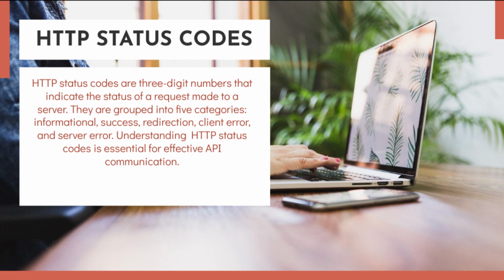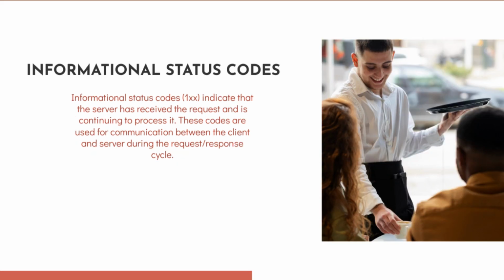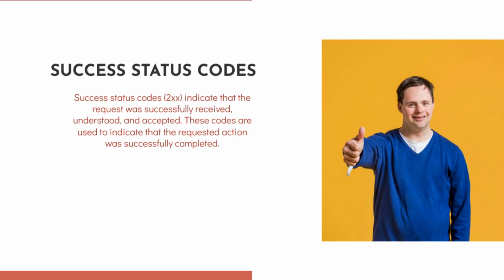4. Client error, 4xx. These codes indicate that there was an issue with the client's request, such as invalid parameters or unauthorized access. 5. Server error, 5xx. These codes indicate that an error occurred on the server while processing the request. Proper error handling involves gracefully handling these status codes to provide meaningful feedback to the client. Here are some best practices.